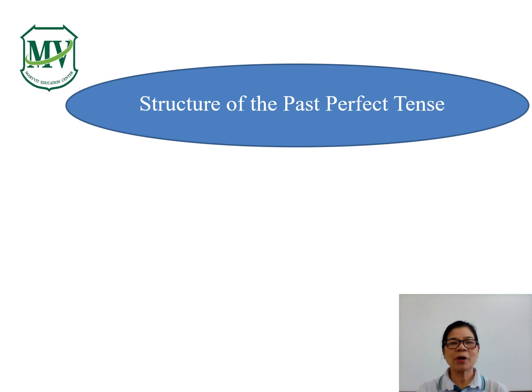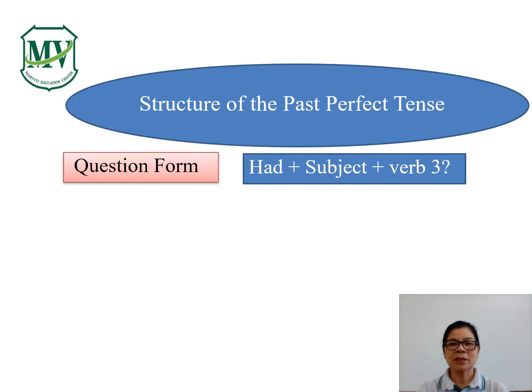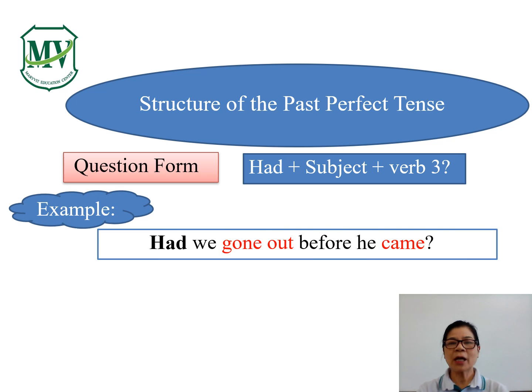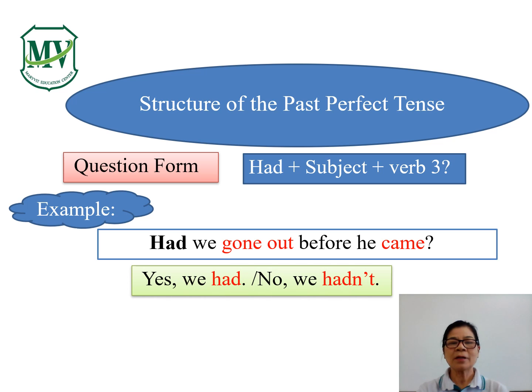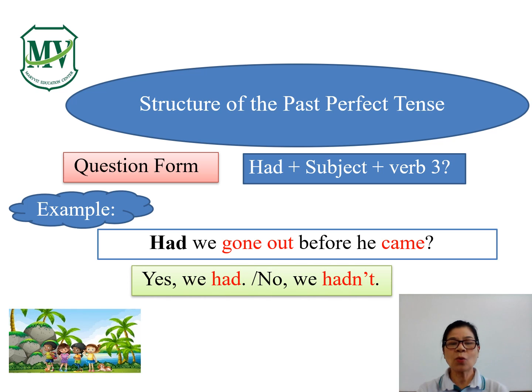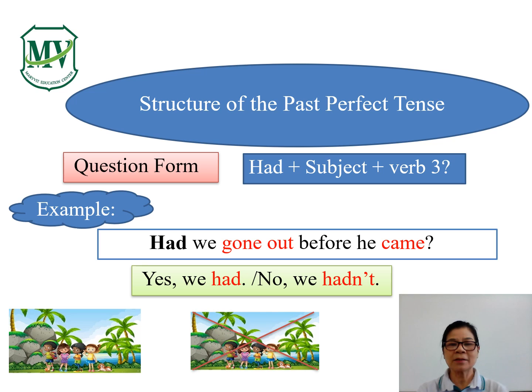Next, let's talk about the structure of the past perfect tense in question form. Start with had plus subject plus verb 3 and end with a question mark. For example, had we gone out before he came? We can answer, yes we had, or no we hadn't.